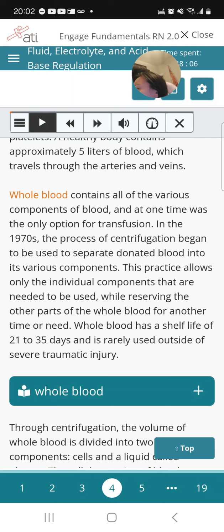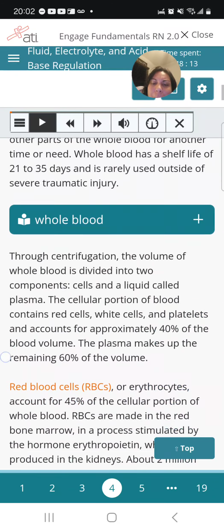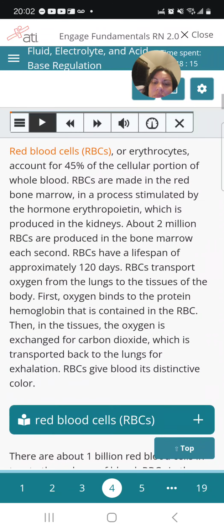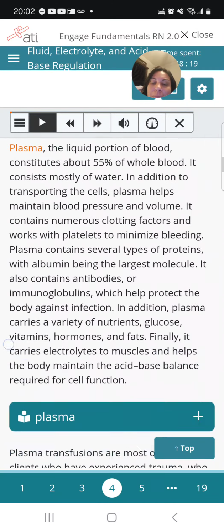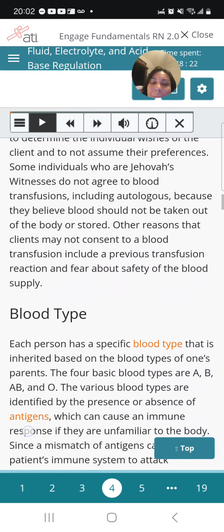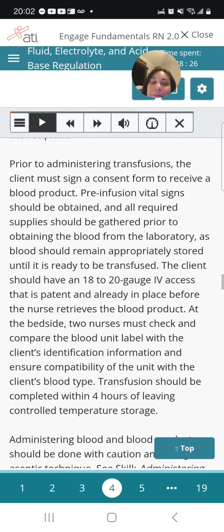What do we need to know about blood transfusions? There's 3 questions. Is there a test here that we can take? Maybe they're talking about blood types.